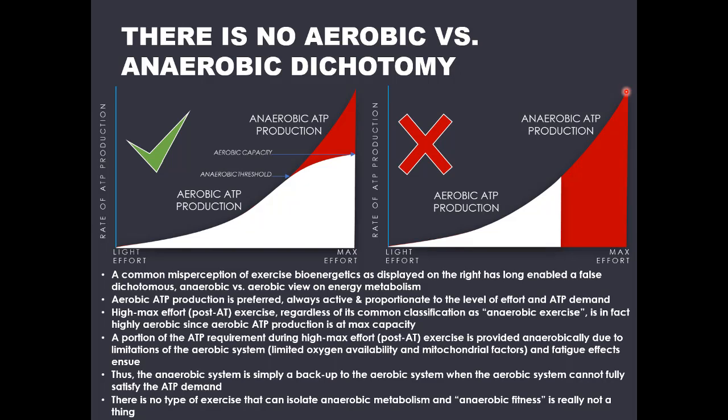This is a dichotomous view of aerobic and anaerobic, meaning this is an either-or type of perception. To be straightforward, this perception of aerobic and anaerobic metabolism is completely false. There's not one single level of effort or exercise intensity where the aerobic system just completely stops producing ATP and anaerobic systems completely take over. Now, if this was in fact the case, then think about it.